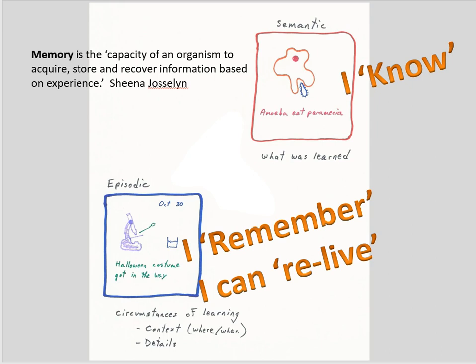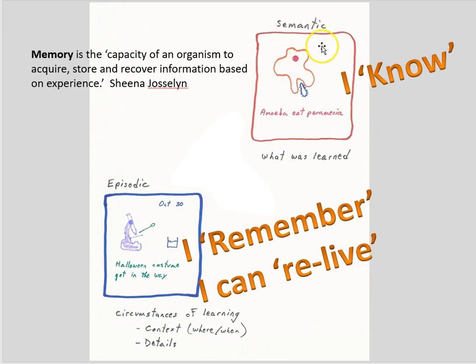First, a quick definition of what is memory. Memory is the capacity of an organism to acquire, store, and recover information based on experience. And we've identified two kinds of memory: episodic memories and semantic memories. Episodic memories include the circumstances of learning. So the event that you're episodically remembering has lots of context: where it happened, when it happened, lots of details, and it's vivid.